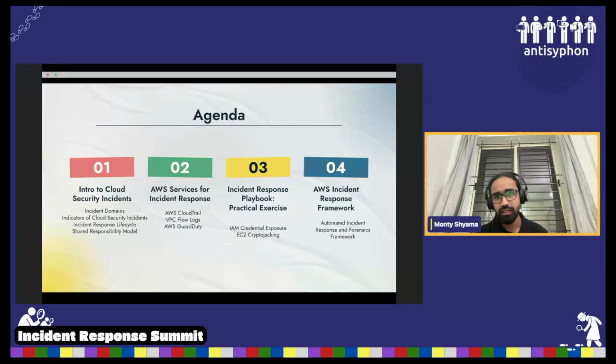The third section is my most favorite one, where we will look at the actual command lines and all the incident response steps, taking two practical scenarios as an example. One is the IAM credential exposure, and the second one is the EC2 cryptojacking. Finally, we will also look at an open source project by AWS Labs. That's the AWS Incident Response Framework. So basically, all the things which we will cover in part three can be automated using this project.